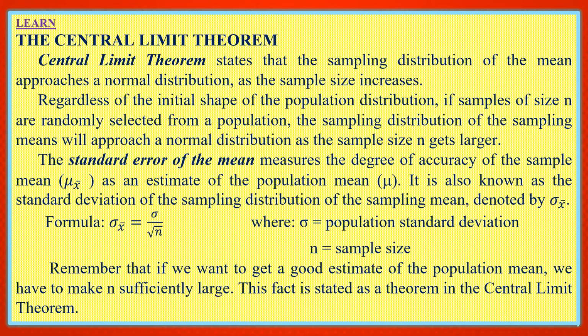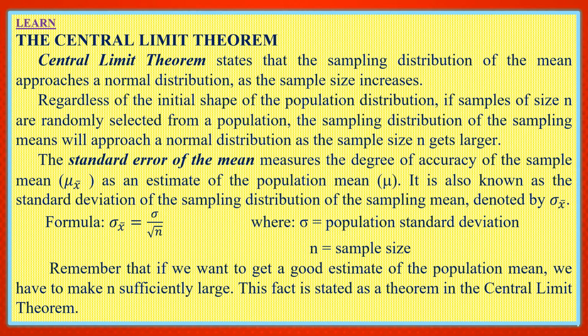Central limit theorem states that the sampling distribution of the mean approaches a normal distribution as the sample size increases. Regardless of the initial shape of the population distribution, if samples of size n are randomly selected from a population, the sampling distribution of the sample means will approach a normal distribution as the sample size n gets larger.